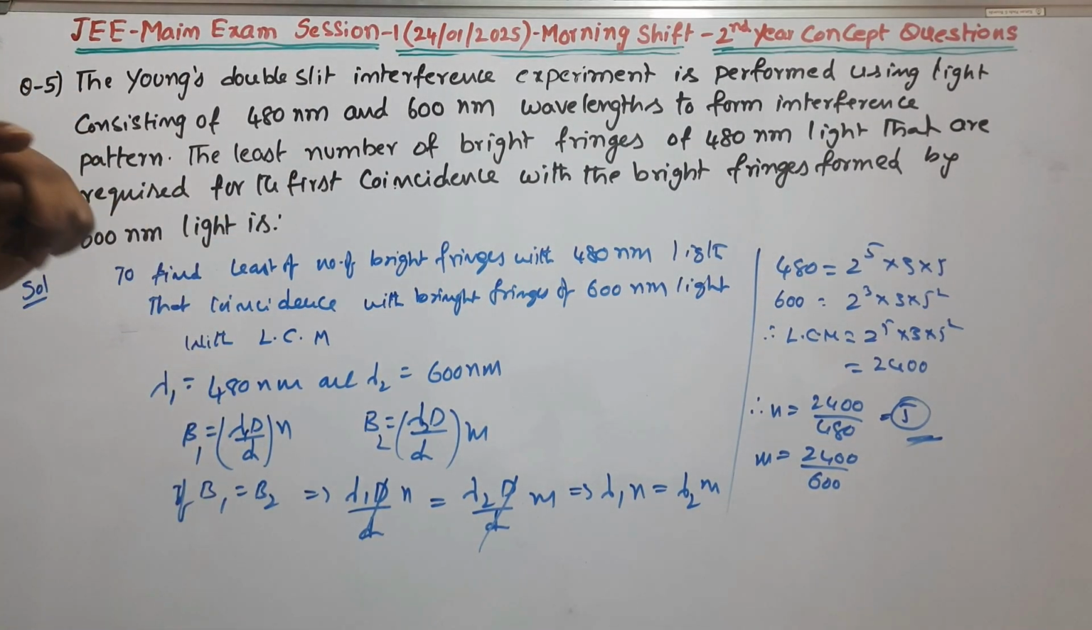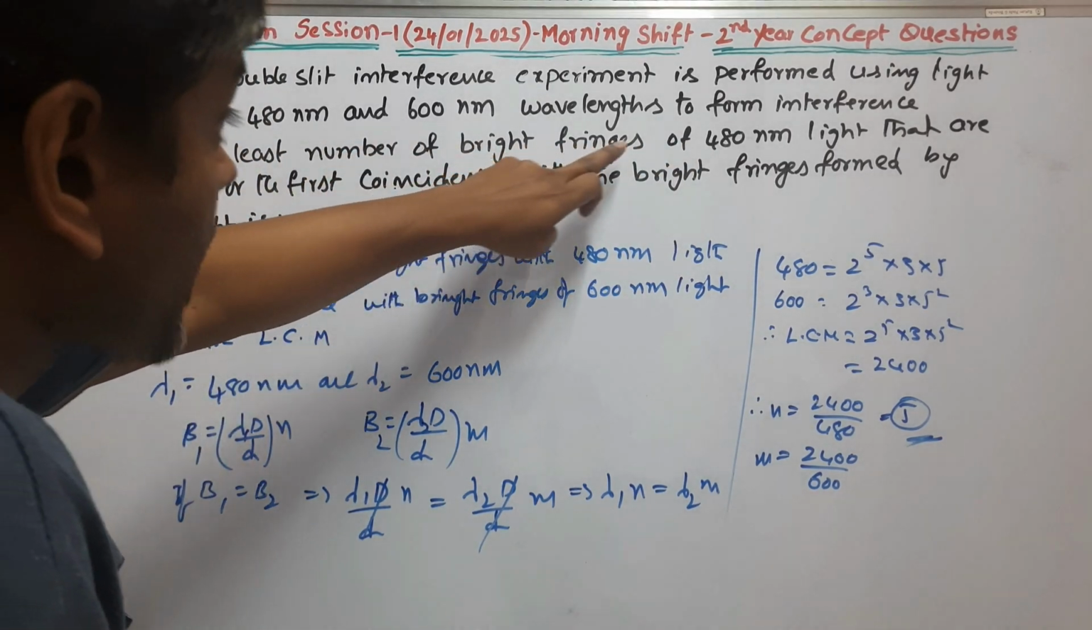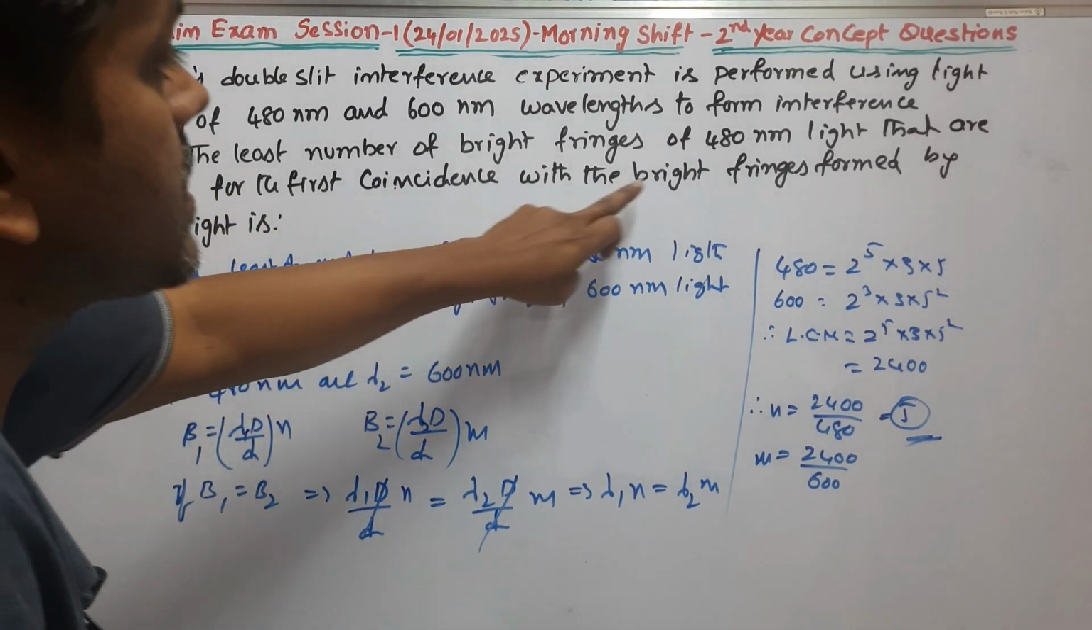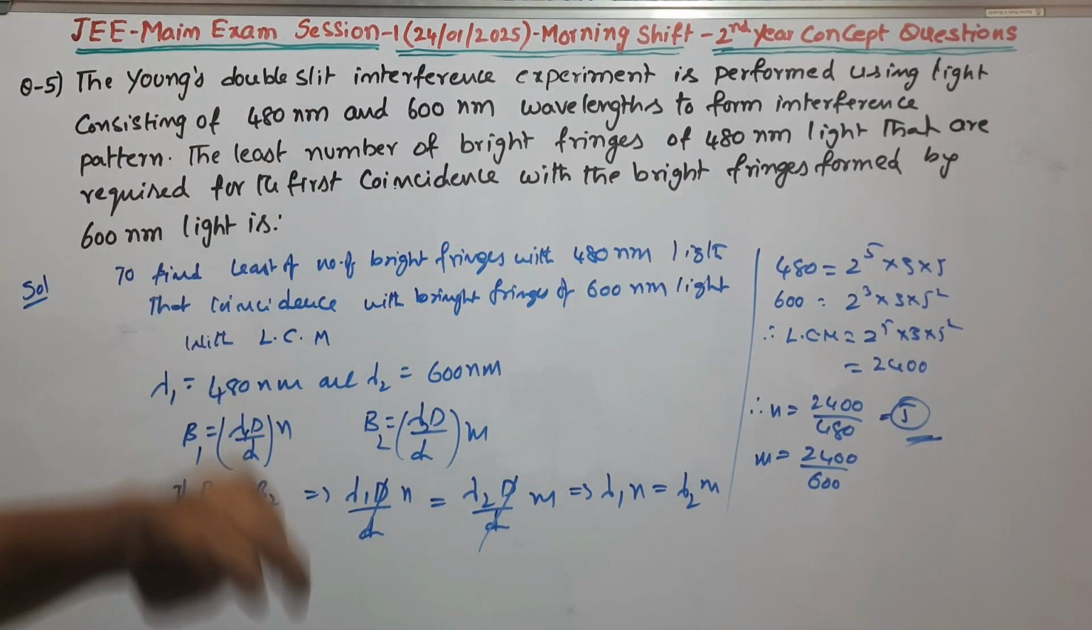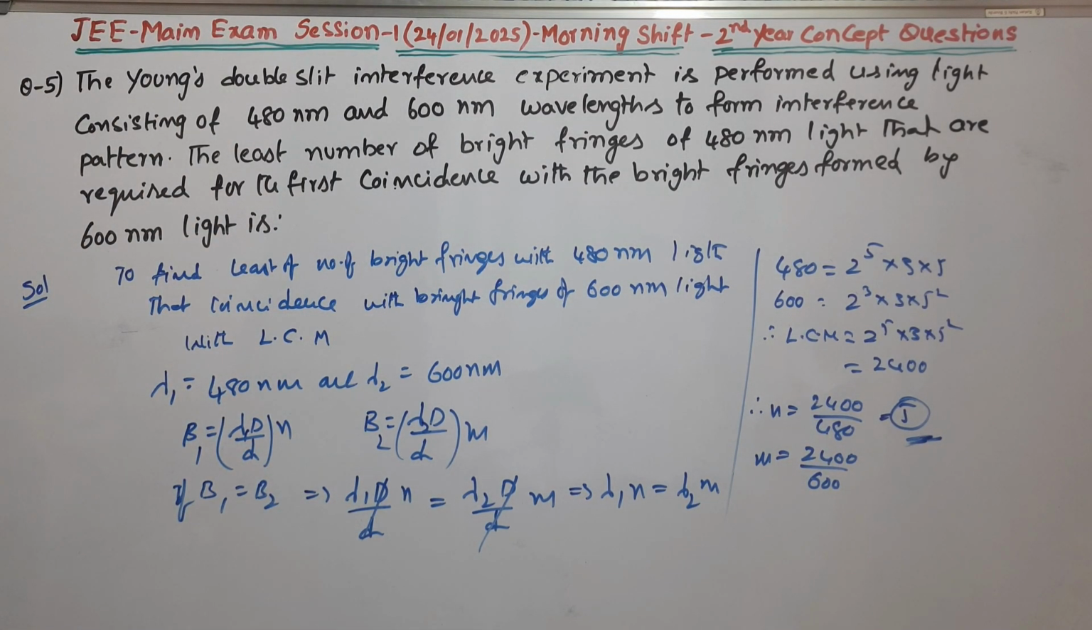Why? Because you want to calculate the least number of bright fringes of 480 nanometer that are required for the first coincidence with the bright fringes formed by the 600 nanometer light. So he is asking only the n value. So here, n is equal to 5. So the answer is 5. That's it.